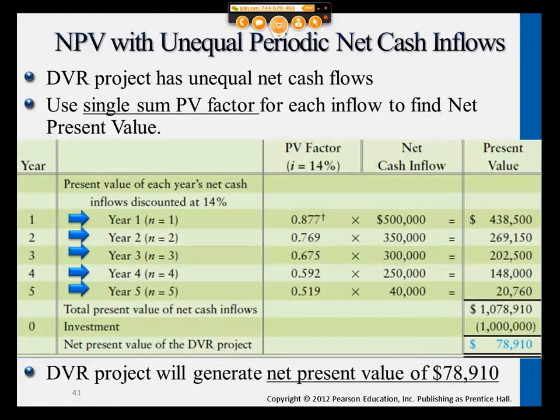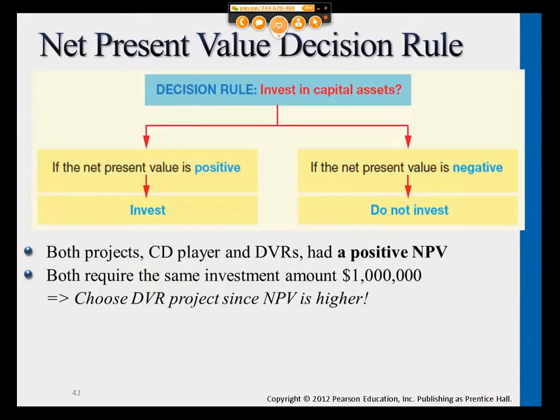Great. I have these numbers, but what do I do next? I'll try to make a decision. So I calculated some numbers. Now I need to make a decision whether I'm going to invest or not. So the decision rule, invest in capital asset, goes this way. If the net present value is positive, then I will invest. And if my net present value is negative, then I will not invest.